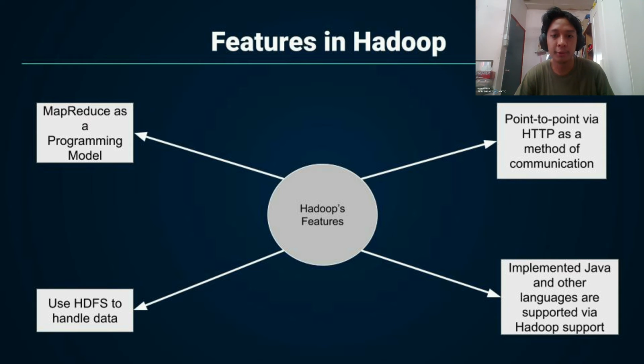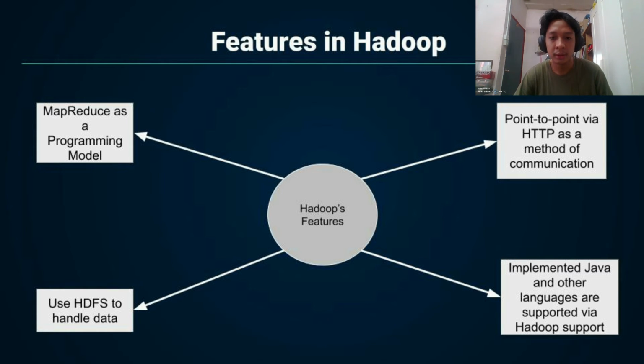Next, moving on to the features of Hadoop. The first feature of Hadoop is MapReduce as a programming model. Hadoop uses HDFS to handle data, point-to-point via HTTP as a method of communication, and Hadoop is implemented using Java, and other languages are supported via Hadoop streaming.